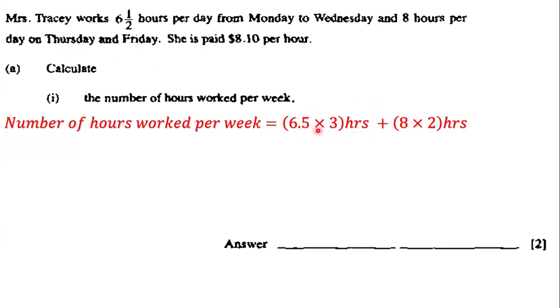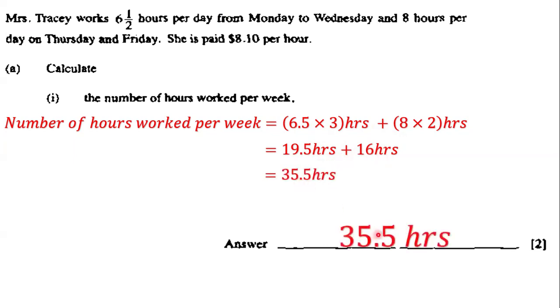And so we have 6.5 multiplied by 3, which gives us 19.5, and 8 times 2, which gives us 16. We have to add these two, and when we add them, we get 35.5. So that means that she worked 35.5 hours per week.